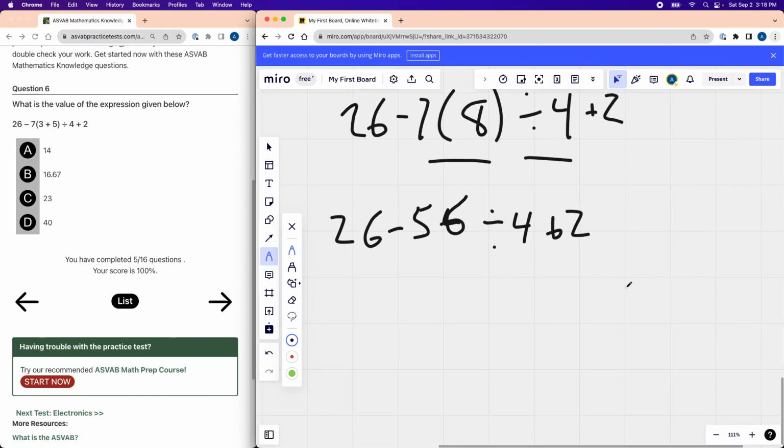All right. Now we say 26 minus 56 divided by 4 plus 2. So next thing here is our division. So we will now say 26 minus 56 divided by 4. What is that?